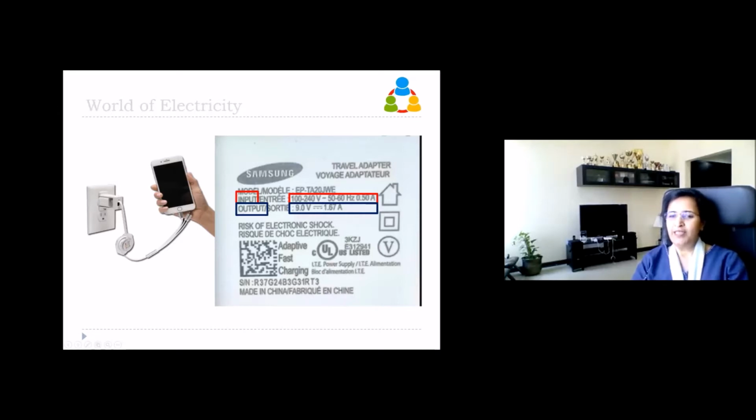But there is one more figure on your charger. In the input, you see 50 to 60 hertz, right? But in the output, it is not there. Why is it not there in the output, and what does this 50 hertz or 60 hertz mean? Because we learned about voltage and ampere, but for this mobile, the output doesn't have this hertz. So today we are going to look into what this means, in your phone and even in your PC. If you have your charger, you will find it.